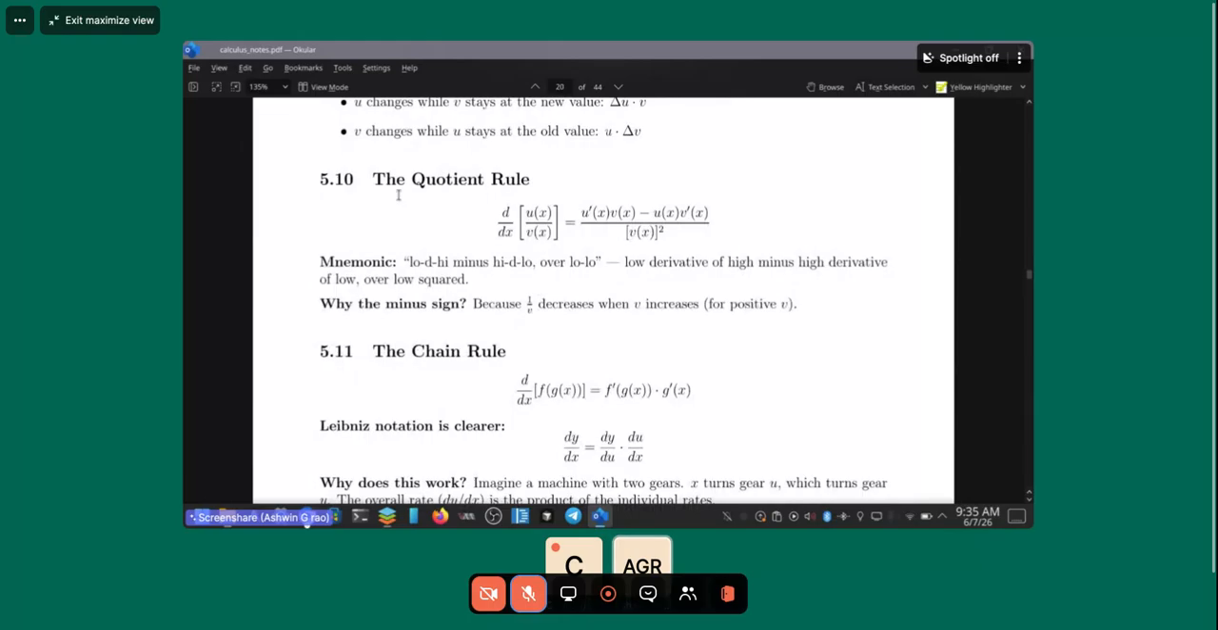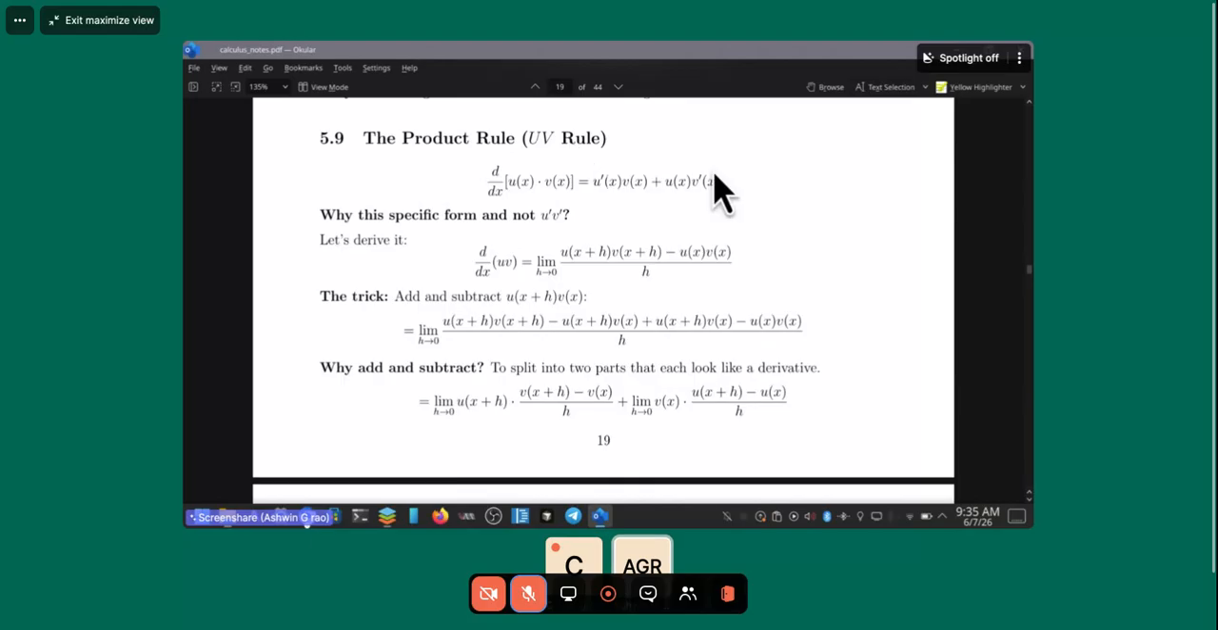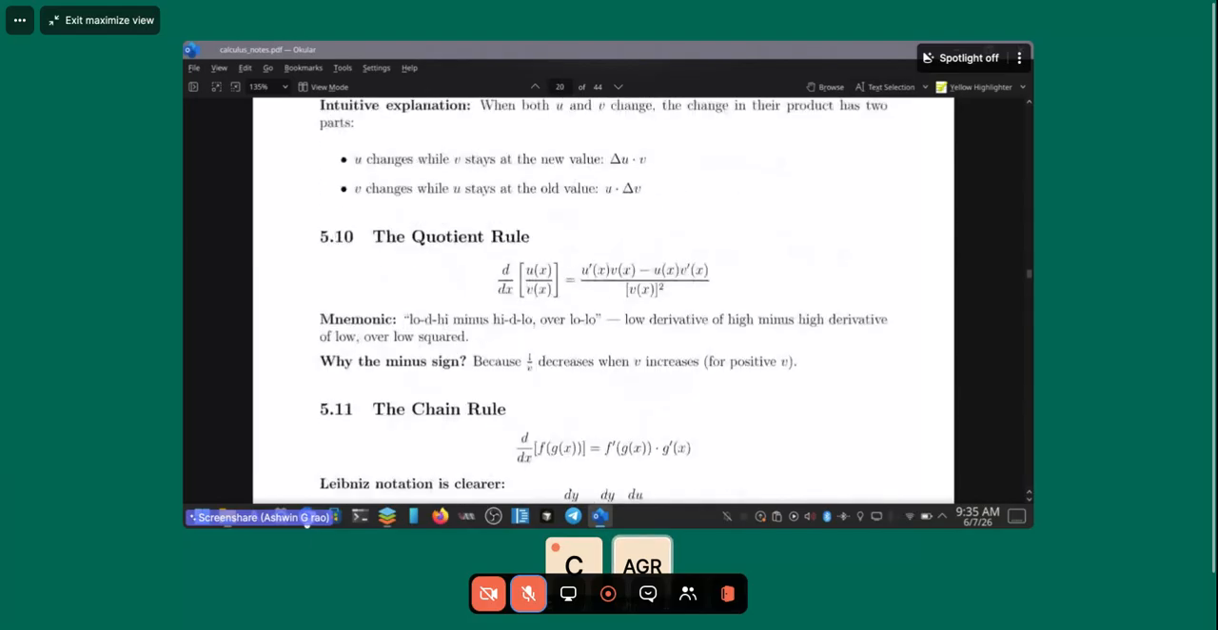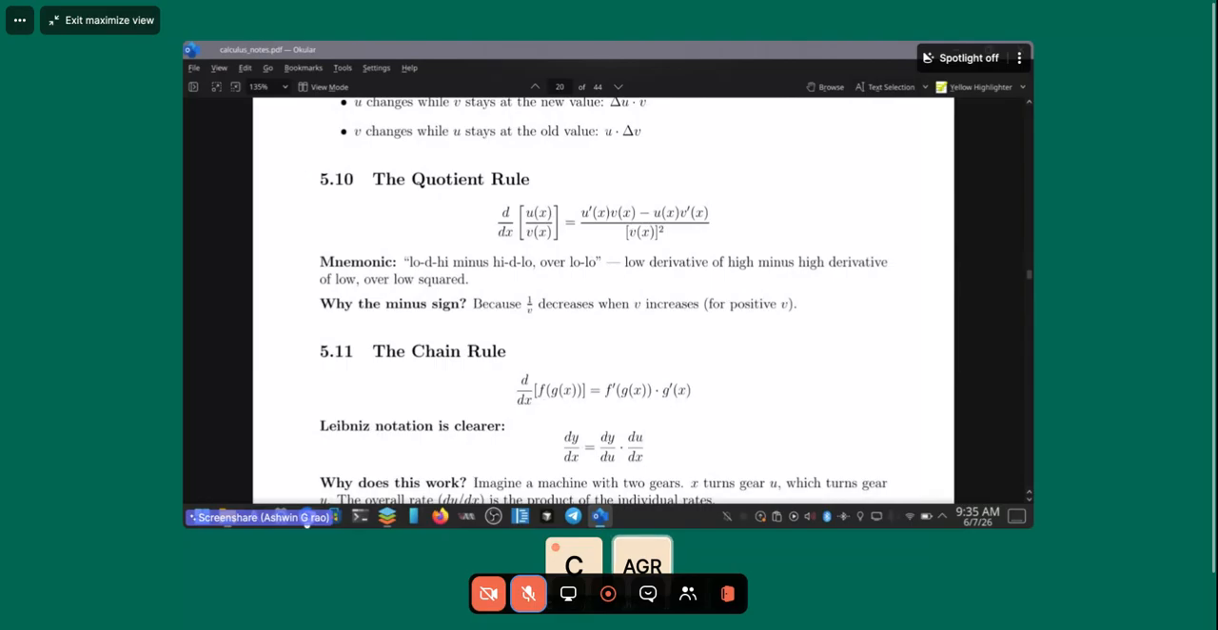The next one is the quotient rule. It is similar to the product rule, but the difference is (u'v minus uv') over v squared. Minus is: low d high minus high d low over low squared, meaning the derivative of high times low minus high times the derivative of low, over the low squared. Why is the product rule plus? The product will always give plus, but the quotient always gives minus, because v' decreases when v increases.